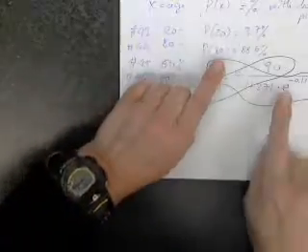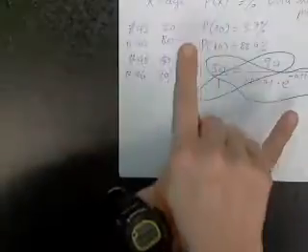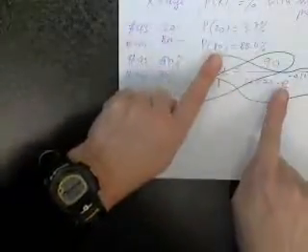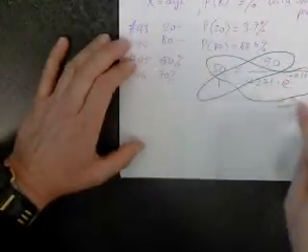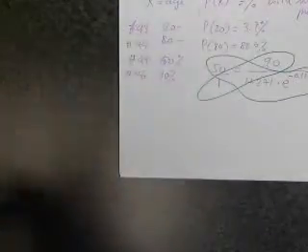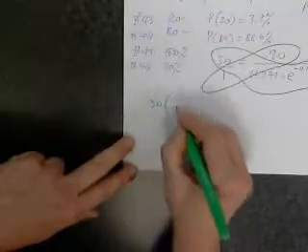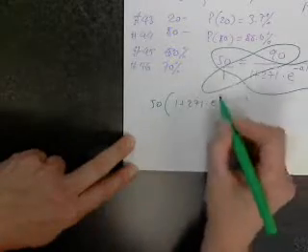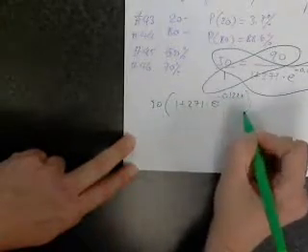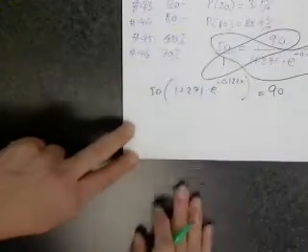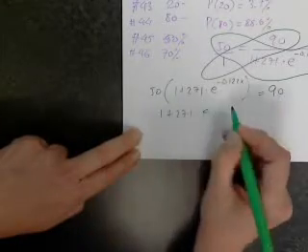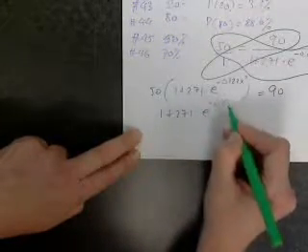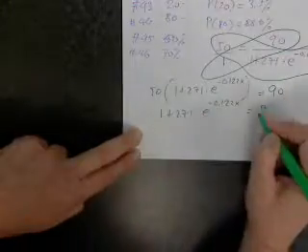What I would have liked to do is do this. I'm allowed to do this, to swap. But it doesn't matter. If you think it's better to do this first step and then divide, that's fine too. So 50 in parentheses 1 plus 271 times e to negative 0.122x equals 90. I have to divide by 50. So it's 1 plus 271 times e to negative 0.122x equals 9 over 5.